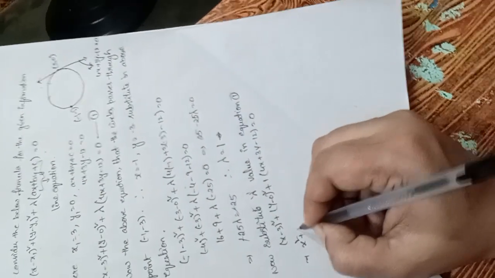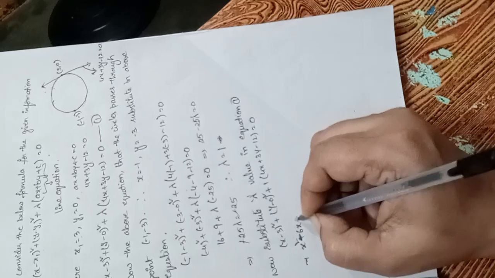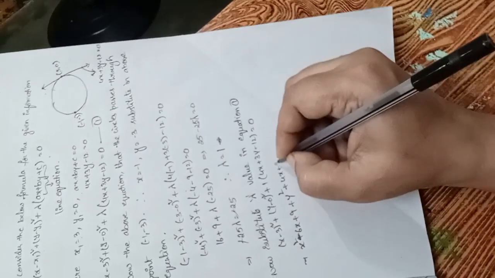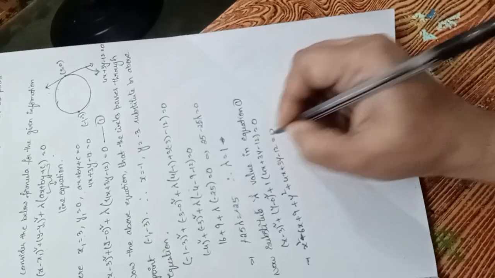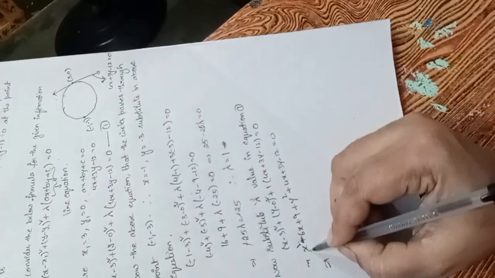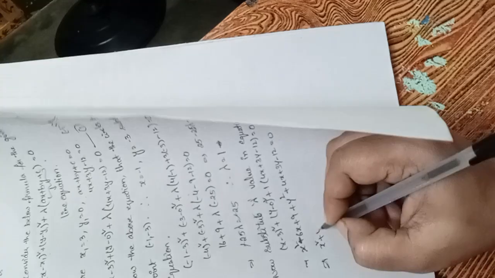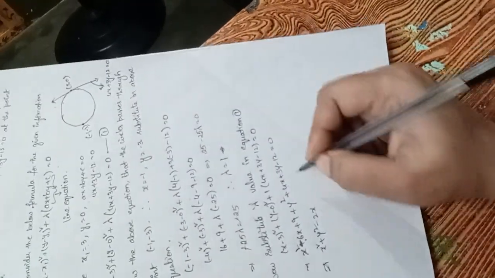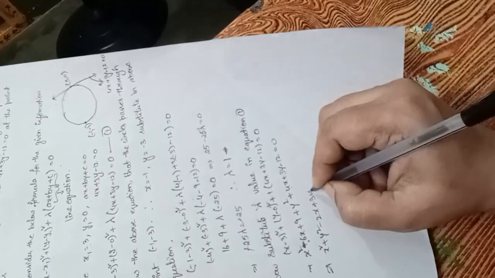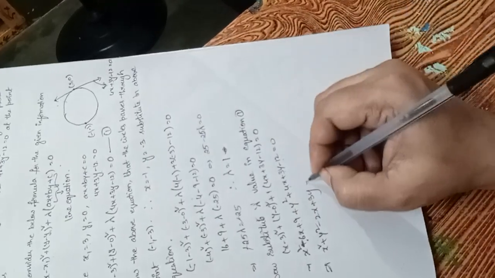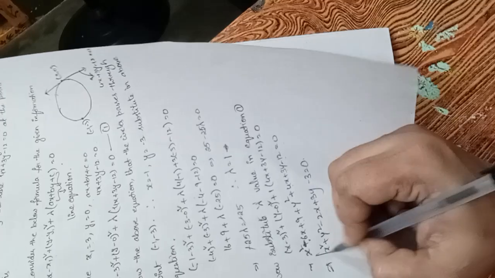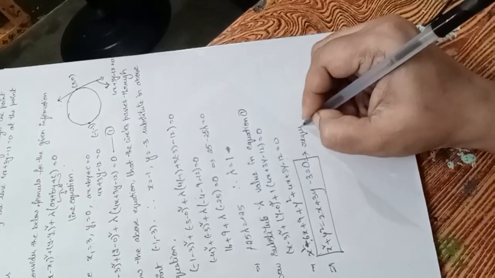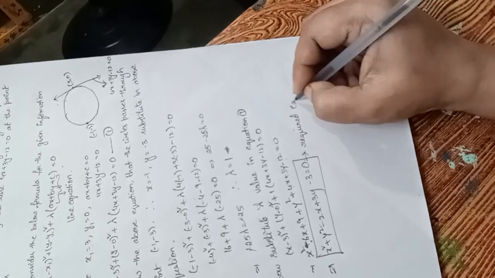x² - 6x + 9 + y² + 4x + 3y - 12 = 0, which implies x² + y² - 6x + 4x, that is -2x, + 3y + 9 - 12, that is -3, = 0. This is the required equation of the circle.